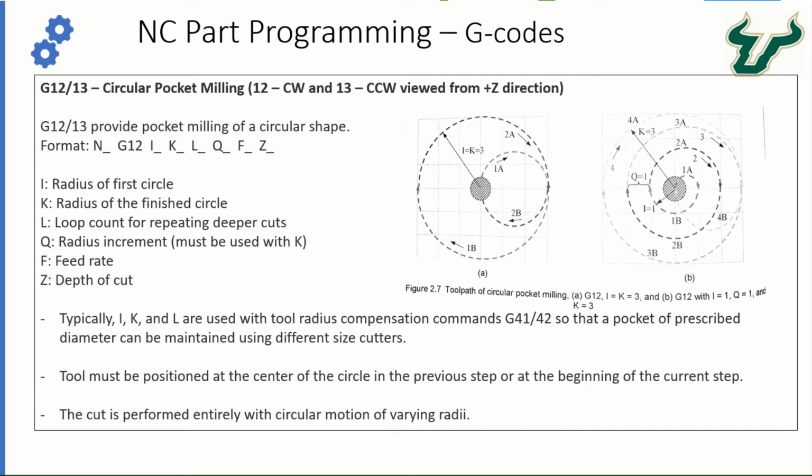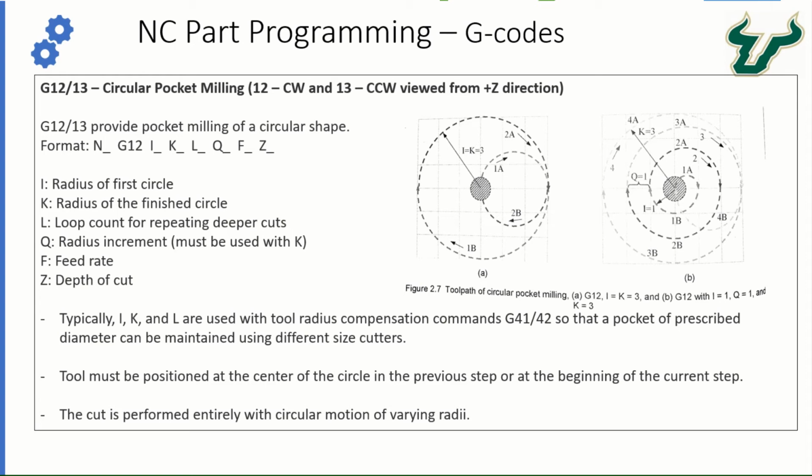Now if you look at the first figure here, let's say the current position of the cutter is 3, 3. This NC block moves the cutter along the circular path 1A of radius 1.5. Then it follows the larger circle 1B, and then 2A of radius equal to 3 in a complete 360 degree motion, and then 2B of radius 1.5. So it's 1A, then 1B, then 2A, and then 2B to come back to its original position.